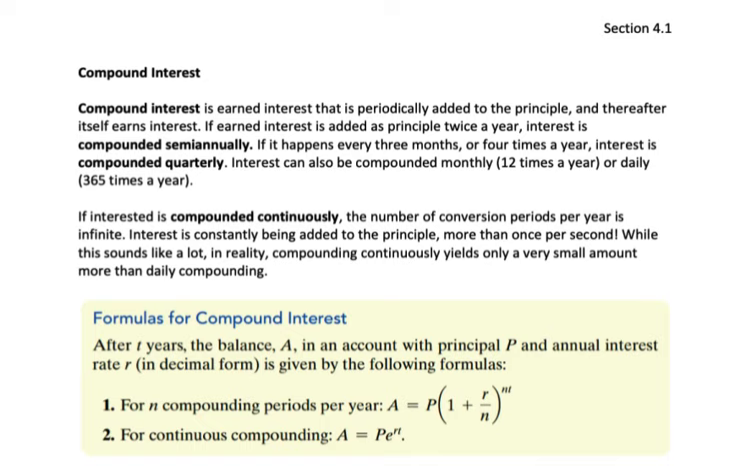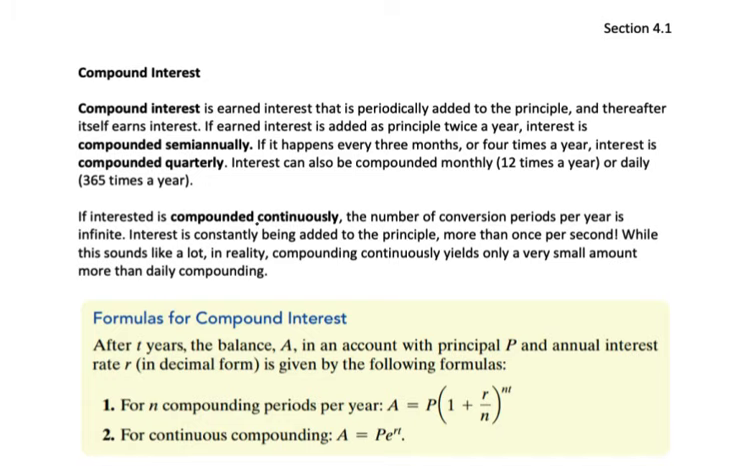Another possibility is that we could compound the interest continuously, which means that the number of conversion periods per year is infinite. So basically, as soon as interest is earned, it's put back into the principal so it can earn more interest. And it sounds like this is going to make you a lot more money, but in reality, compounding continuously is not very different from daily compounding.